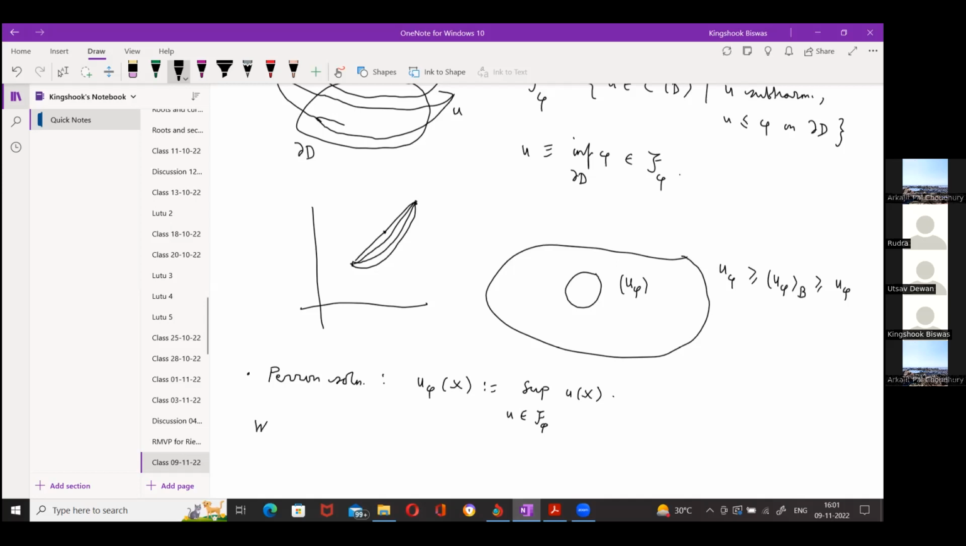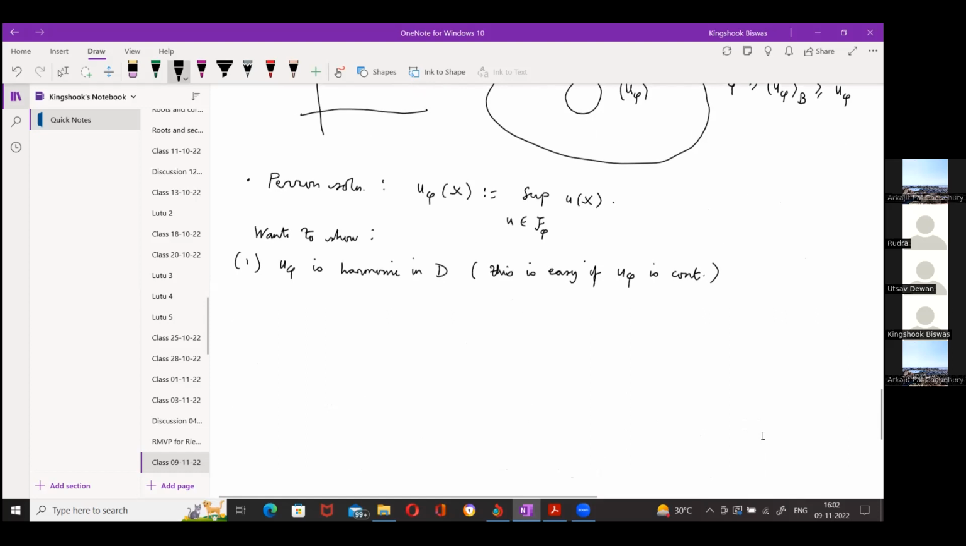What we want to show is that this is actually the solution to the Dirichlet problem. So we want to show first that u sub phi is harmonic in D. What I was saying is this is easy if u sub phi is continuous. But the problem is we don't know it's continuous, because it's a supremum of a family of functions. It may not be continuous. It's just semi-continuous in general. That's something we have to deal with.